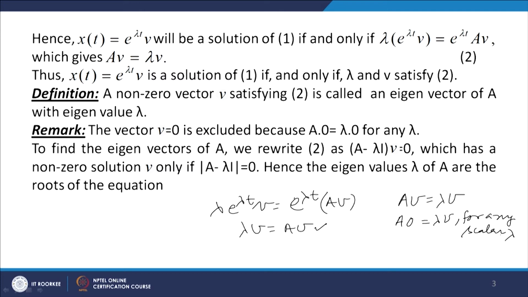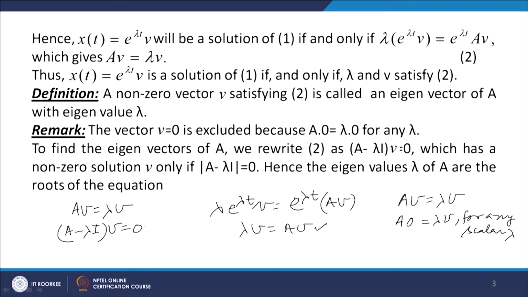To find the eigenvectors of A, we rewrite the equation Av equal to lambda v as (A minus lambda I) v equal to 0. Remember, we always write A minus lambda I because we cannot subtract a scalar lambda from A. So, we multiply lambda by the identity matrix of the same order as A. So, (A minus lambda I) v equal to 0, this is what we get.